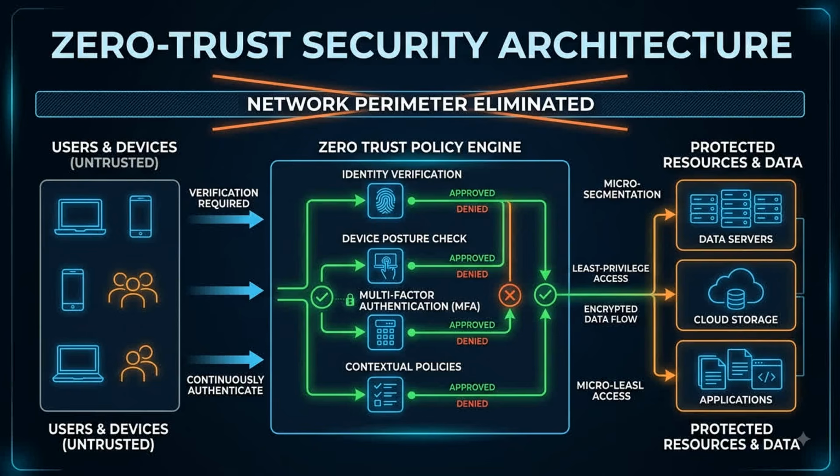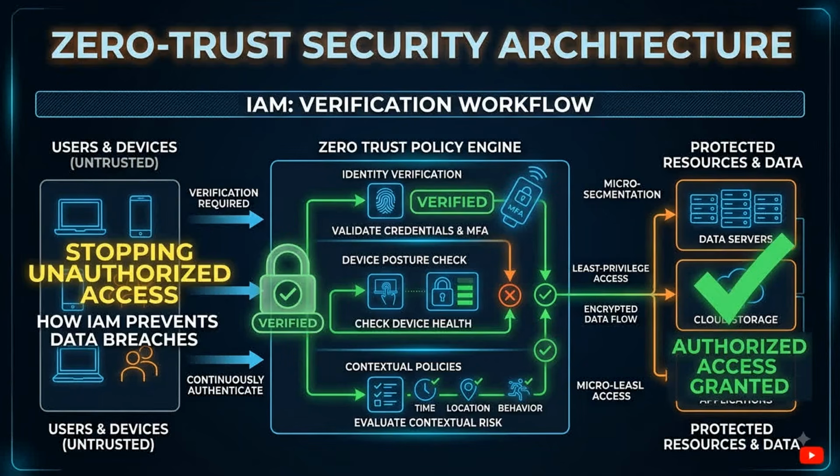Approved requests reach protected resources through micro-segmentation. Micro-segmentation isolates data servers from the network. Micro-segmentation isolates cloud storage from the network. Micro-segmentation isolates applications from the network. Each resource is protected. Each resource requires least privilege access. Each resource is accessed only over encrypted data flows.